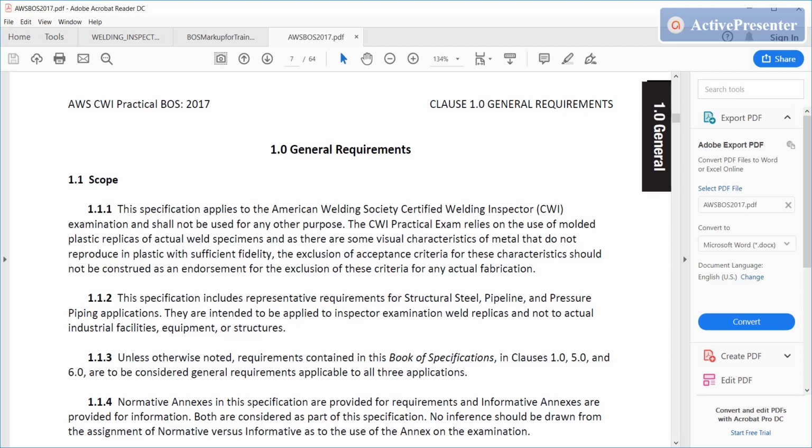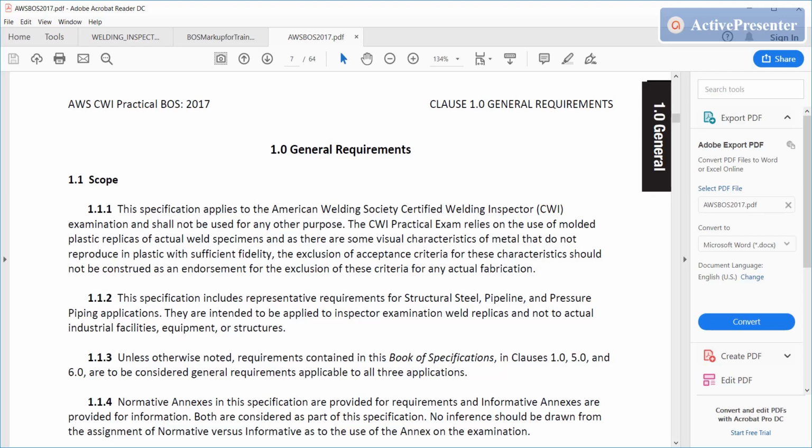I was going to go over another short part of the AWS Book of Specifications. We're going to just go over Clause 1, the general requirements. As with any code book specification, it's a good idea to get familiar with the scope and general requirements. Almost all codes will have something up in the front that gives you some general information about it. I suggest you take a look at it.